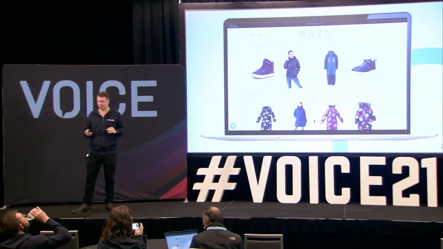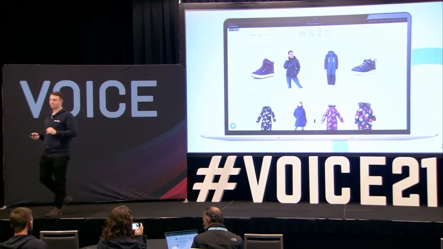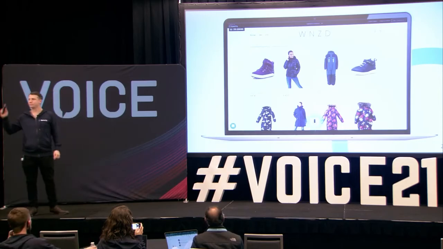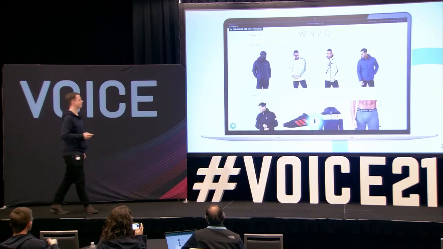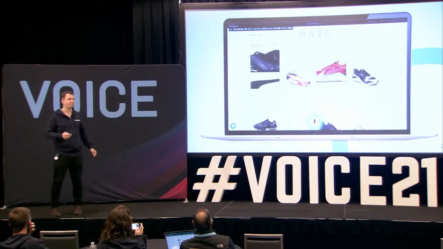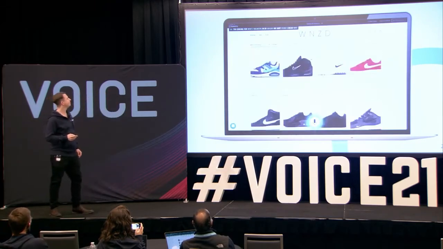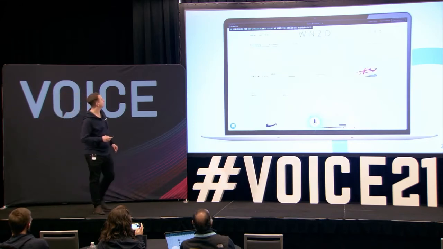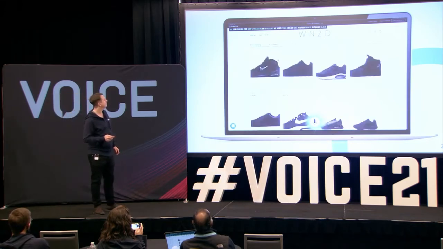So here's an example. I'm looking for men's sneakers by Adidas, Puma, Nike, in color white, actually black. My size is 11. Can you sort by price, please?